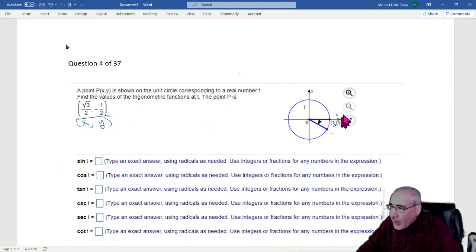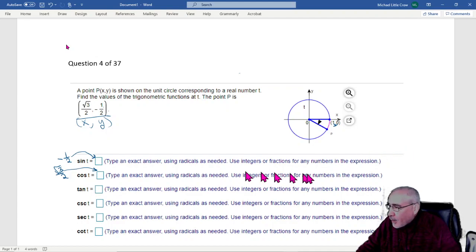Now if we've got a point on the unit circle, the sine of that angle, t, will be the y coordinate. So this one's fairly nice and easy to pull out: negative 1/2. The cosine of that is going to be the x coordinate, square root of 3 over 2. So it goes there, that goes there.